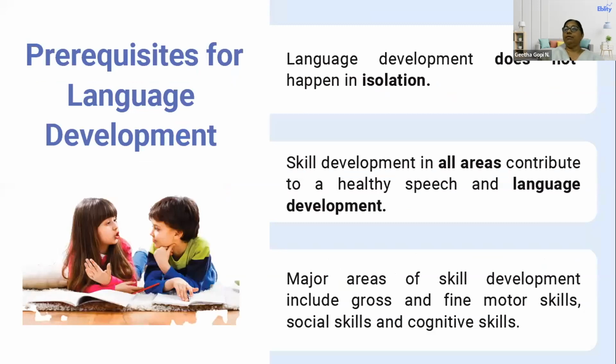So what do we really have to have when we talk about prerequisites for language development? As I said earlier, language development doesn't happen in a silo, just by itself. It happens along with development in all the other areas. So healthy development in the other areas, which includes gross and fine motor skills, social skill development, and cognitive skill development, is all necessary to go side by side so that healthy speech and language development can also take place.